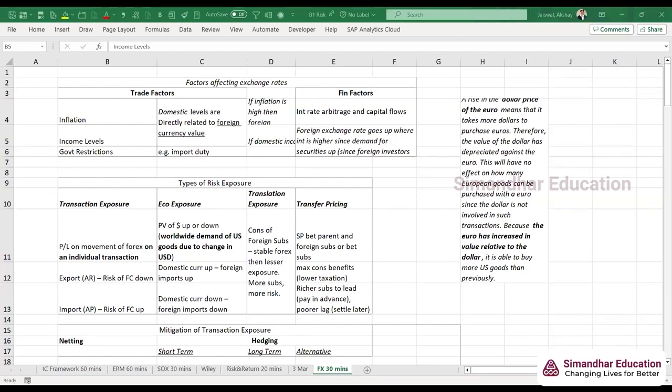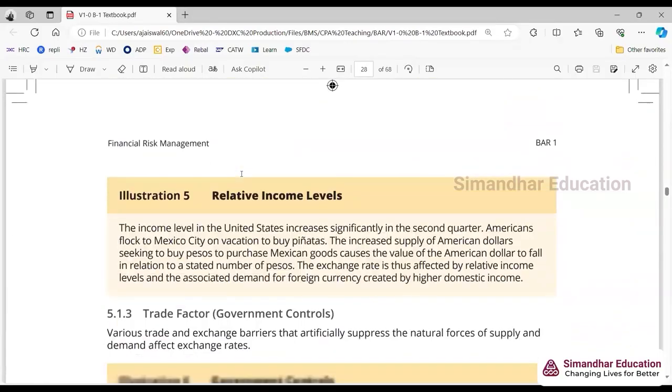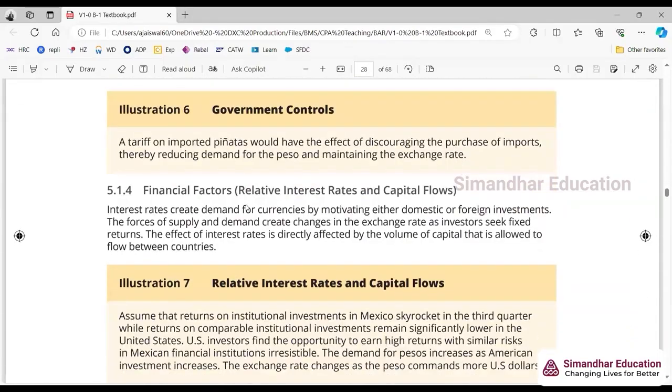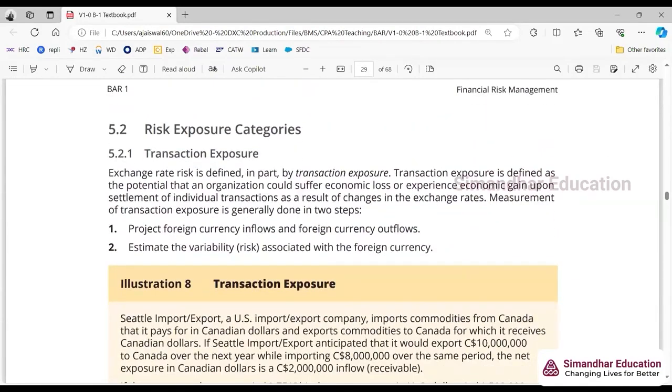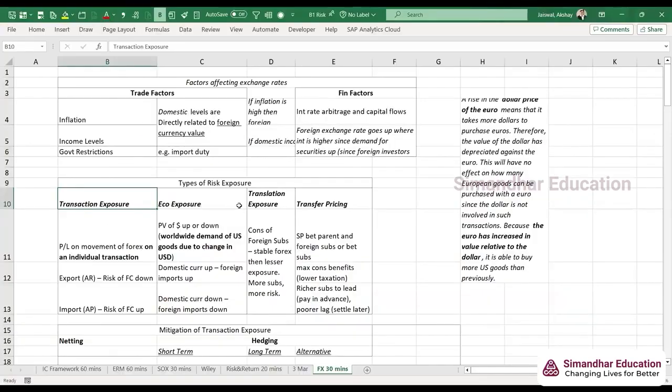Okay. Let's go back here. This is fine. So types of exposures are also there. So we have got transaction exposure, economic exposure, and translation exposure. These are nothing but risks, the types of risks that we have in Forex. So we will discuss them one by one. Mostly we will be discussing transaction exposure.